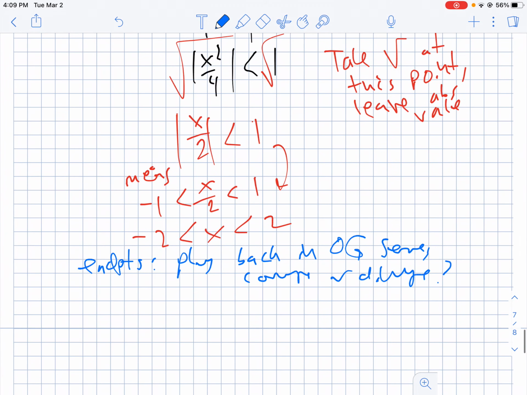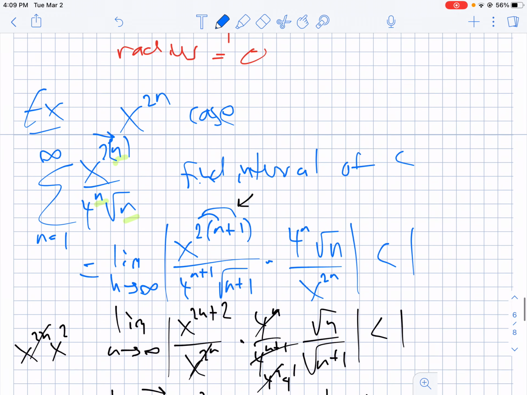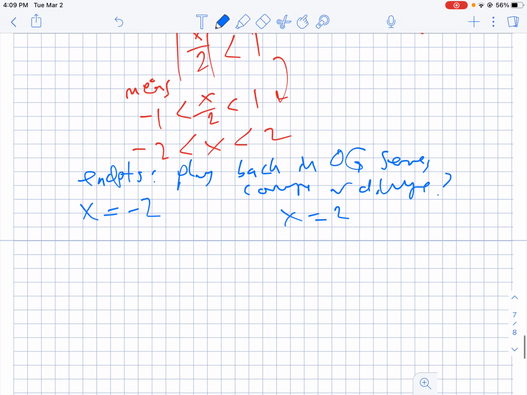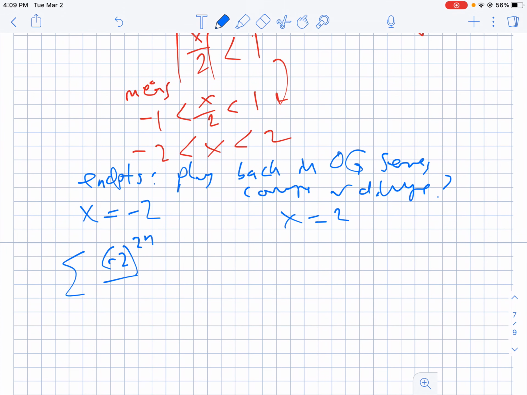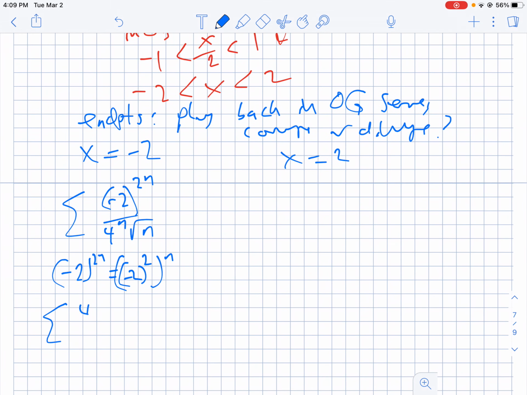Okay, so when I plug back in x equals negative 2, let's go back to this series. This series was x to the 2n over 4 to the n times rad n. When I plug in negative 2, I'm going to have negative 2 to the 2n over 4 to the n times rad n. So negative 2 to the 2n is negative 2 squared to the nth power. So negative 2 squared is positive 4. So that's 4 to the n over 4 to the n rad n. Those cancel. So we'll just end up getting 1 over rad n. This is a p series. My p is a half. I know that it diverges. So I'm going to chill with the negative 2.